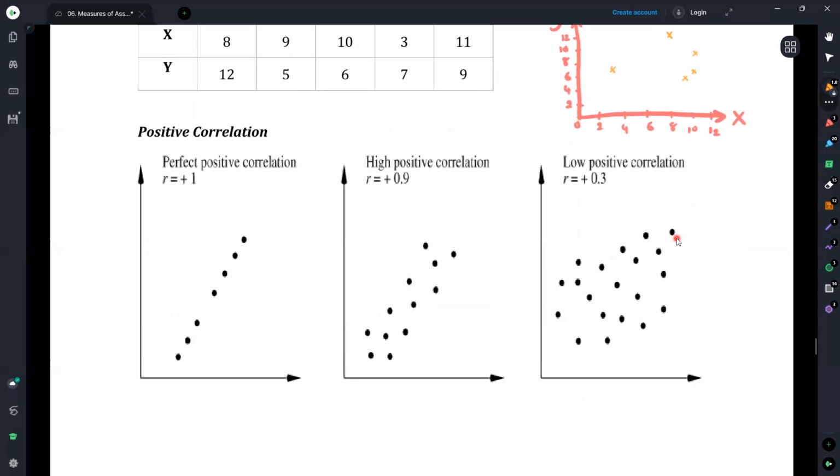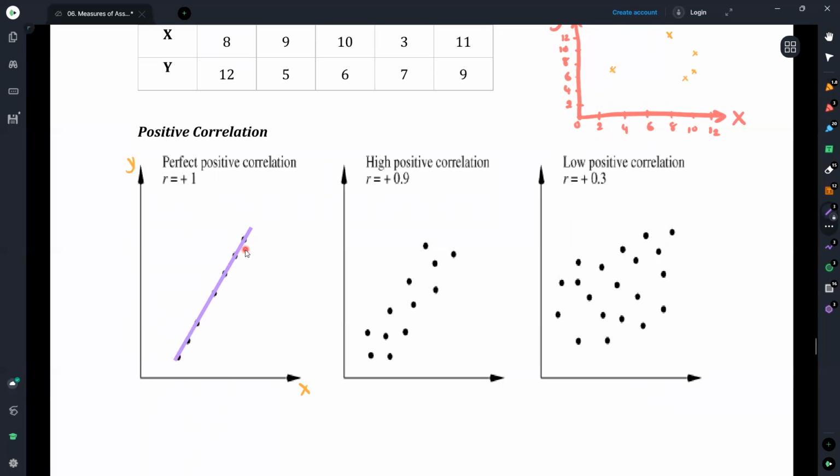Now you can see that several figures are included. These are the figures we can use to show the positive relationship. In the first diagram, we can see there is a perfect positive correlation among the variables. Suppose you have the x variable and the y variable, both quantitative variables. You can see that all these points lie on a straight line. Therefore, all the data points are exactly on a straight line.